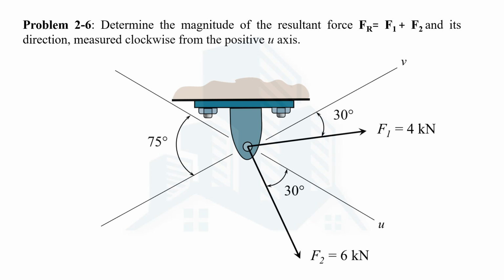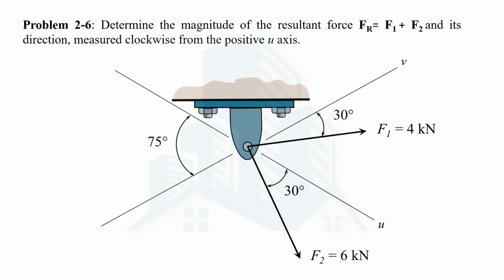Welcome everyone. In this video we are going to solve one more problem related to the force vectors, which is problem number 6 from the chapter of force vectors in the book of engineering mechanics, the statics part by R.C. Hibbeler. In this problem we are being asked to determine the magnitude as well as the direction of the resultant force caused by these two forces F1 and F2 which are acting on this member.